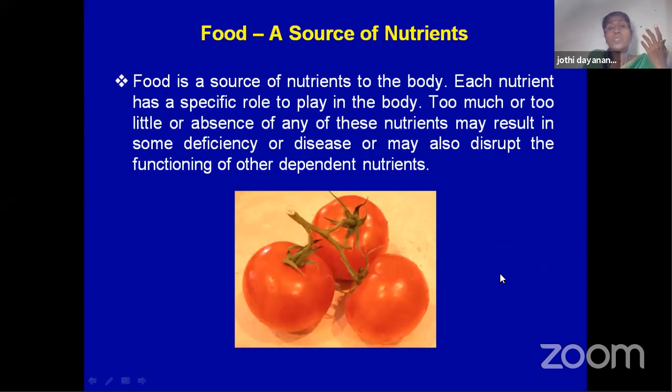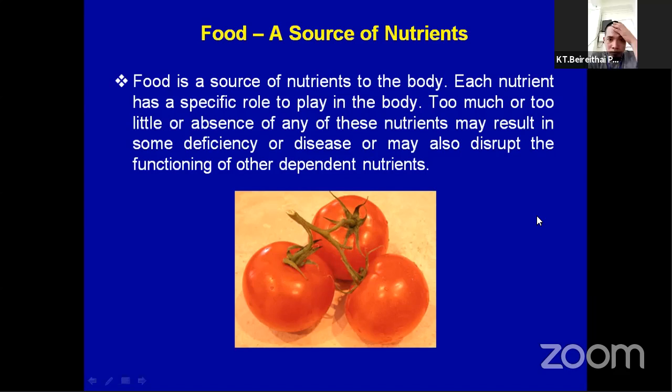So what is food? Food is a source of nutrients. This is the definition of food. And each nutrient has a specific role to play; we cannot deny that each one has its own role. Too much, too little or absence of any of these nutrients may result in some deficiency or disease. That is why we say that eating too much or too little could lead to some kind of disease or deficiency, either hair fall, scurvy, skin disease, vitamin C deficiency or some other disturbance. We have to understand what you are deficient in based on that.